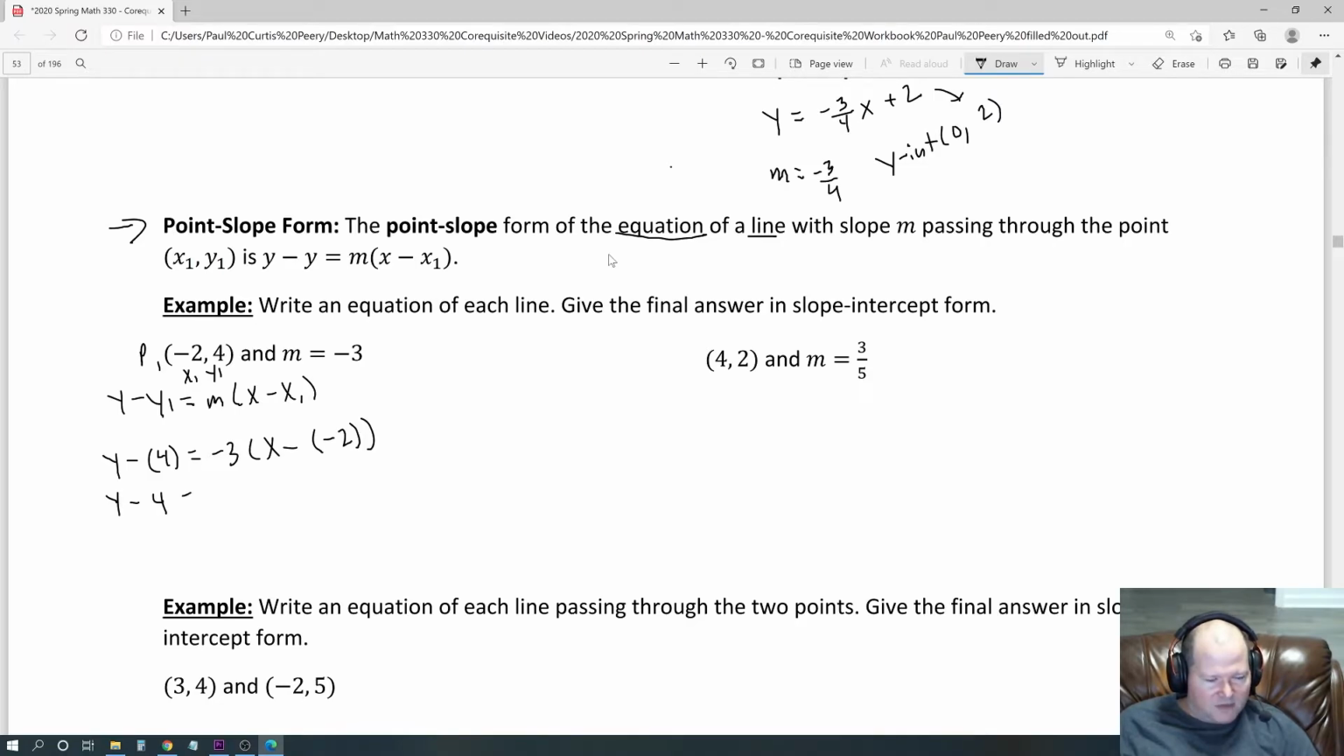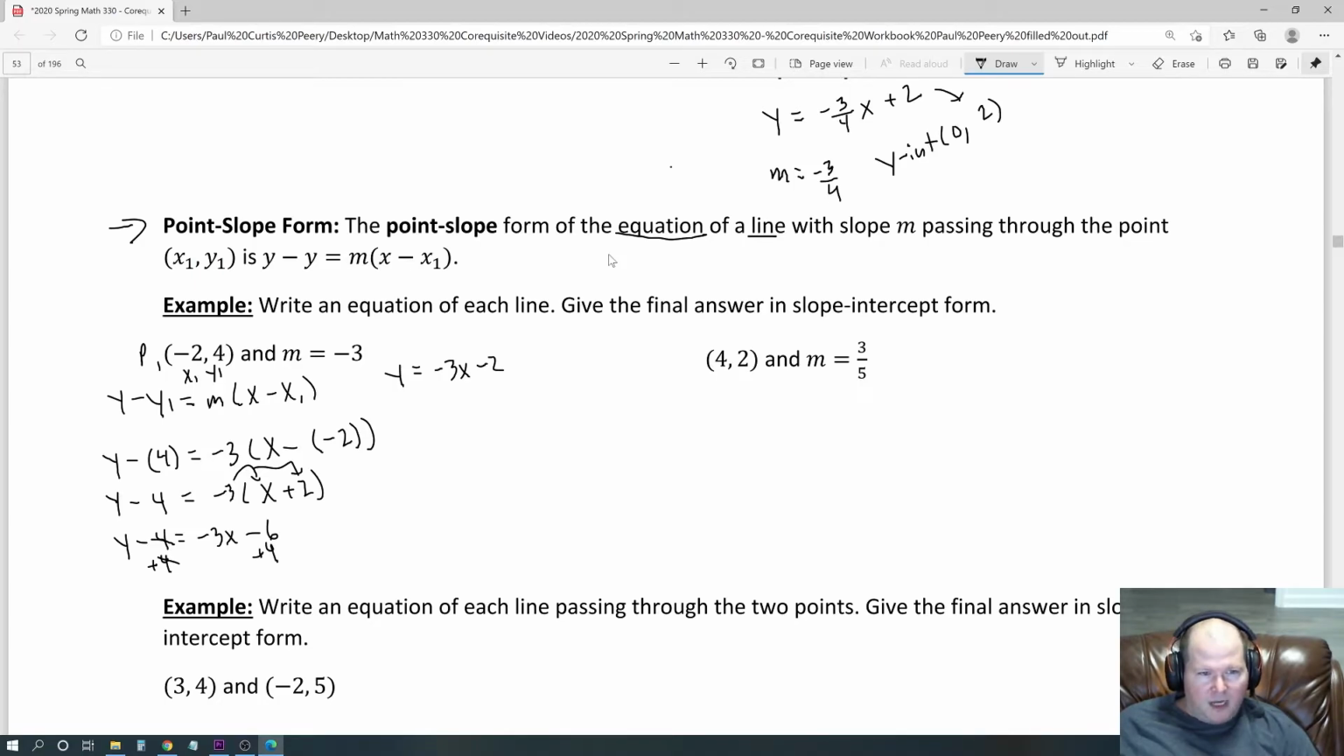So we say y minus 4 is equal to negative 3 multiplied by, I'm simplifying within the parentheses. Subtracting a negative 2 is the same as adding a 2. Next we say y minus 4 is equal to, and I distribute the negative 3. Negative 3 times x is negative 3x. Negative 3 times positive 2 is negative 6. And then we say plus 4, cancel, cancel. And we end up with y is equal to negative 3x minus 2.